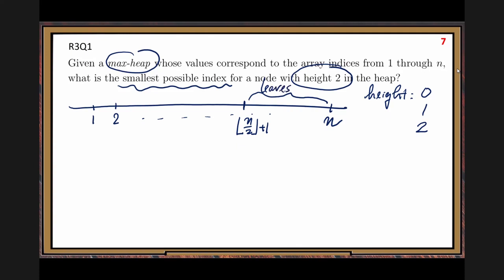Then, the range of height 1 nodes. The upper bound is next to the leaves' lower bound, which is floor of n over 2. The lower bound is n over 4 plus 1. So this range is the height 1 nodes.